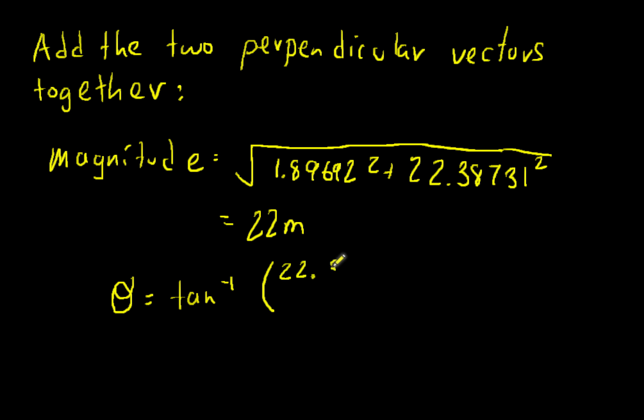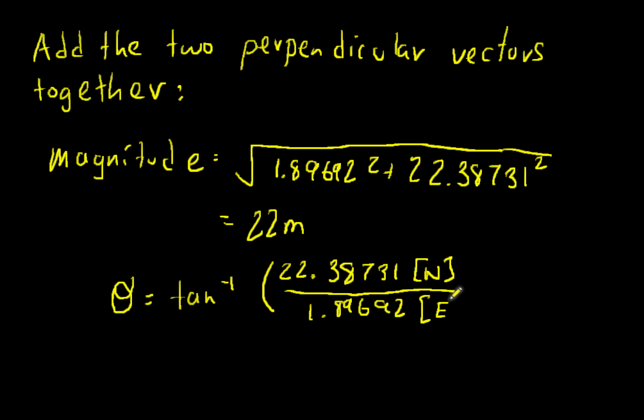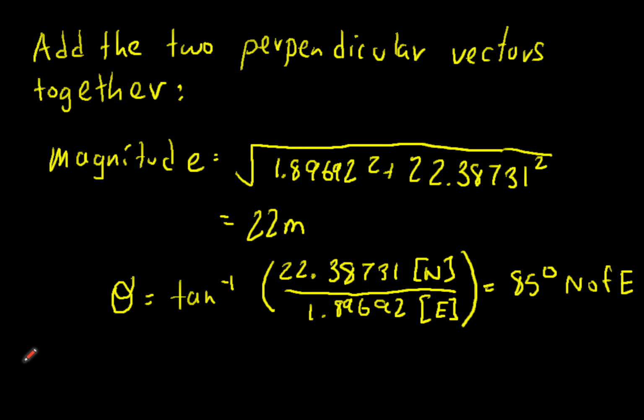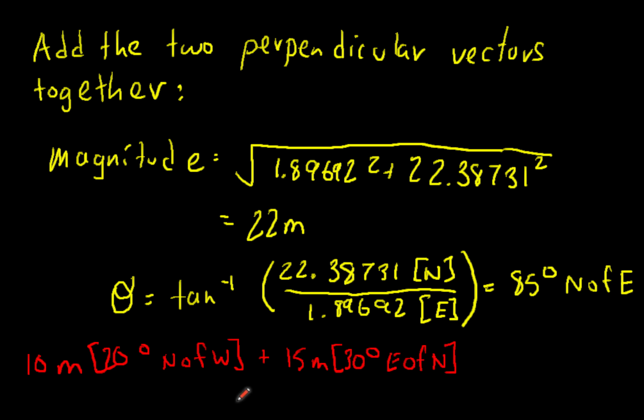The angle is tan negative 1. You can choose whichever one to go on the top and whichever one you want to go on the bottom. In this case, I'm using 22.38731 north divided by 1.89692 east, which is 85 degrees north of east. The "of" statement matches the top and bottom I chose. In the end, 10 meters at 20 degrees north of west plus 15 meters at 30 degrees east of north gives us 22 meters at 85 degrees north of east.